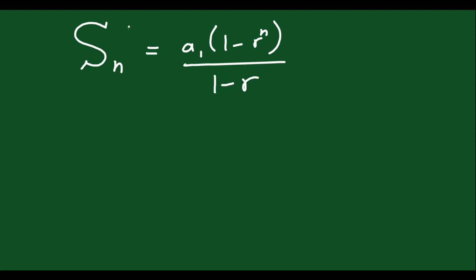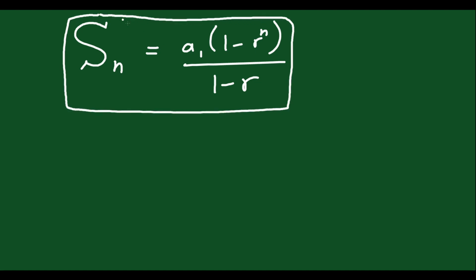Deriving this is a little bit more complicated than it was for arithmetic, where we just took the average of the first and last terms, right? So if you want to see how we derive this, I'm going to have a video on that as well that you can check out. But for now, just remember this formula here.